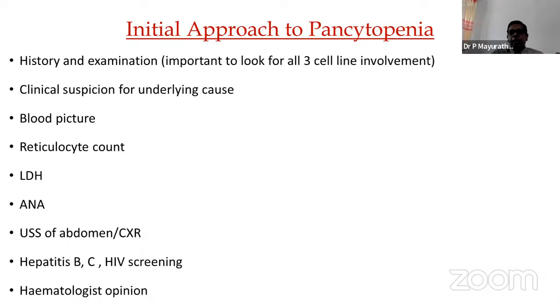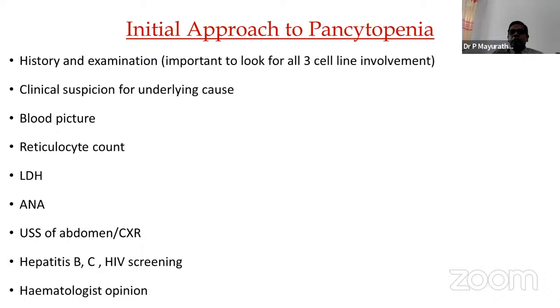And remember, retic count may be another good investigation whenever you suspect malignancy, if you think of bone marrow involvement. And also whenever you suspect lymphomas, LDH is another very important investigation. So in addition to the full blood count and blood picture, you can do LDH and the retic count whenever you suspect malignancy, especially hematological malignancy. Then immediately arrange an ultrasound scan of the abdomen and ask the hematologist for an urgent opinion.